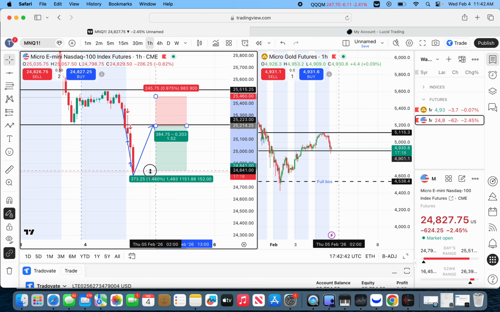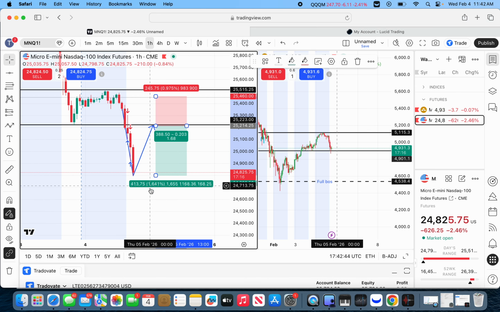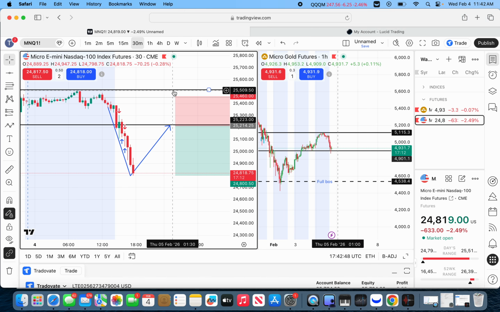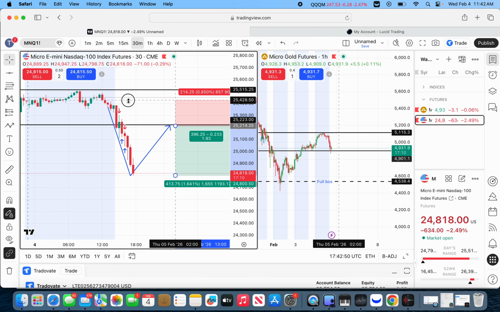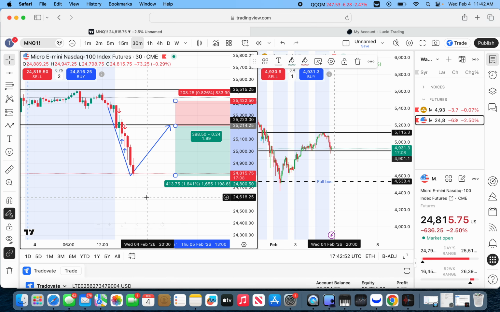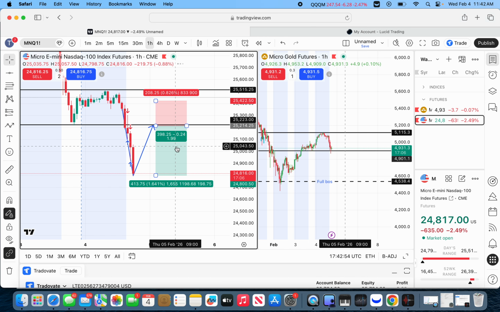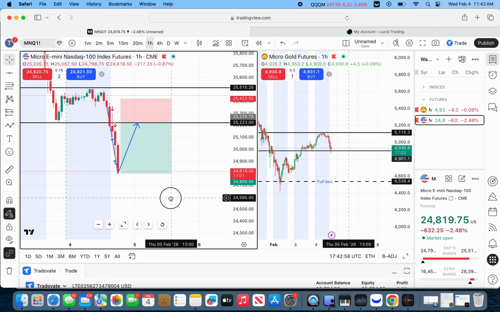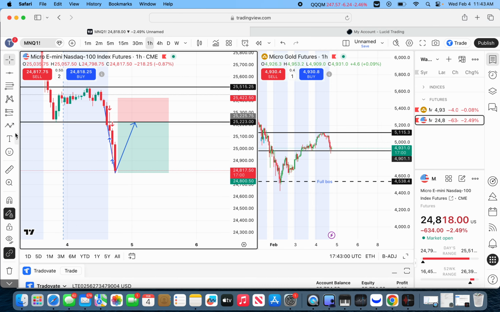I would then catch it back down to these lows. And it would look similar to this. And I have my stop loss somewhere around these areas. So yeah, about right there. And it would look similar to this. And I'm actually gonna leave this just like this.